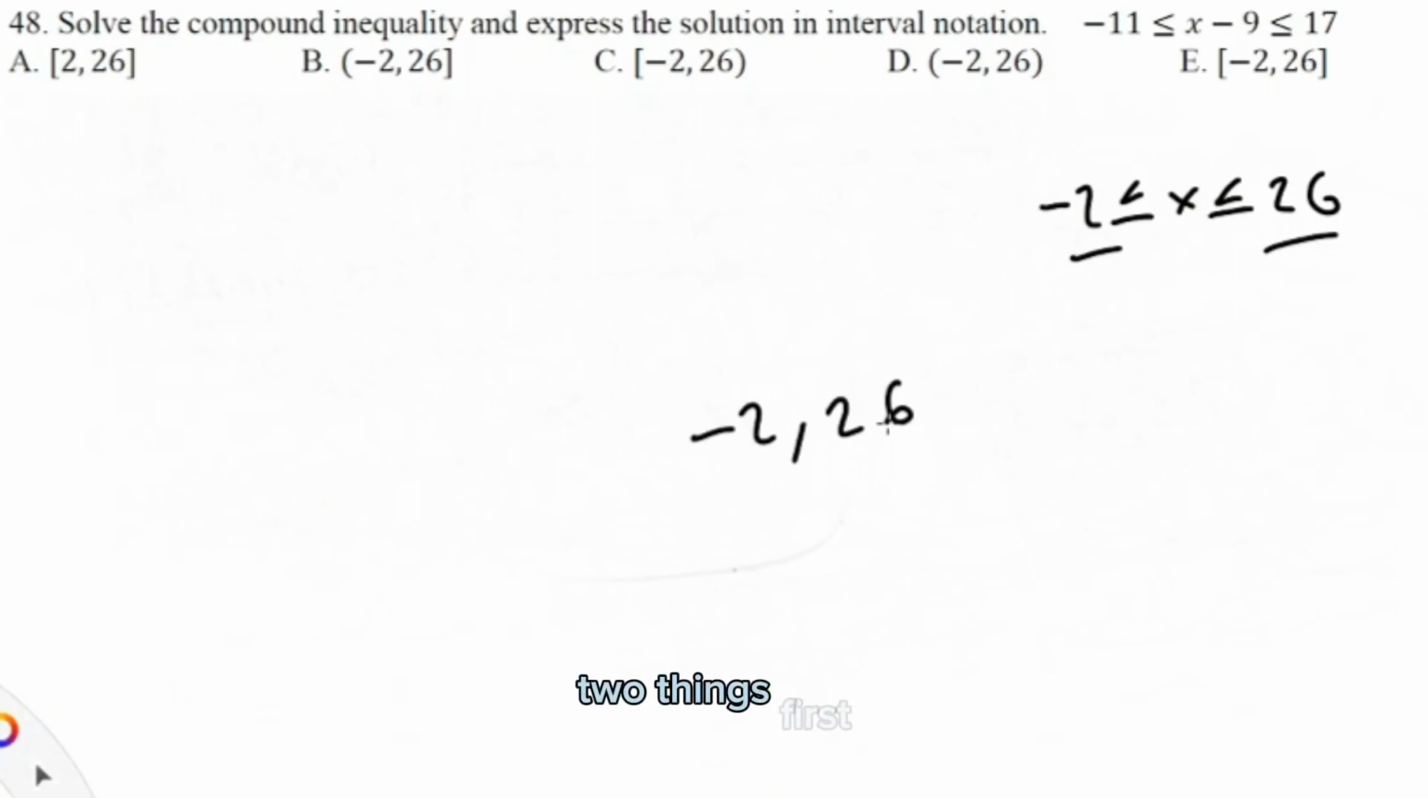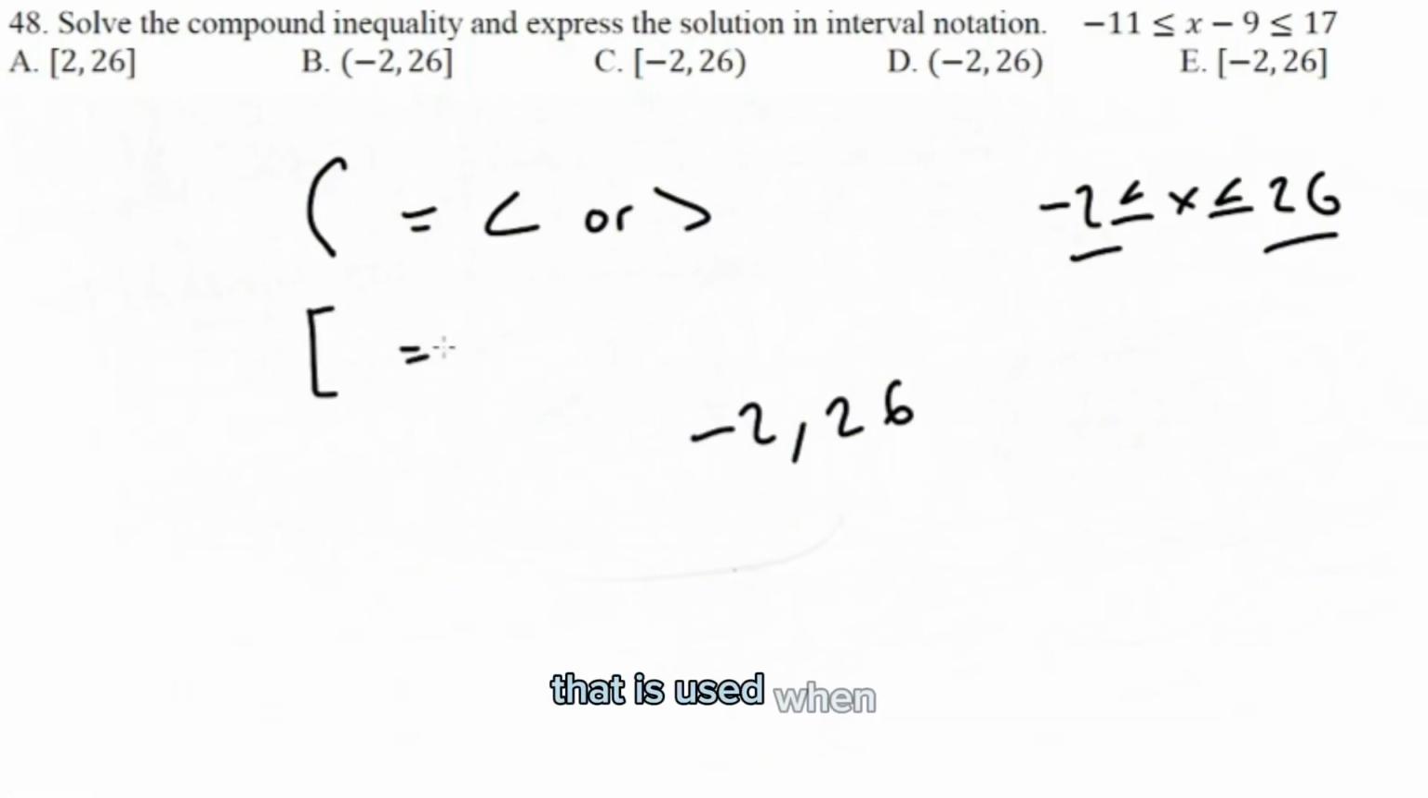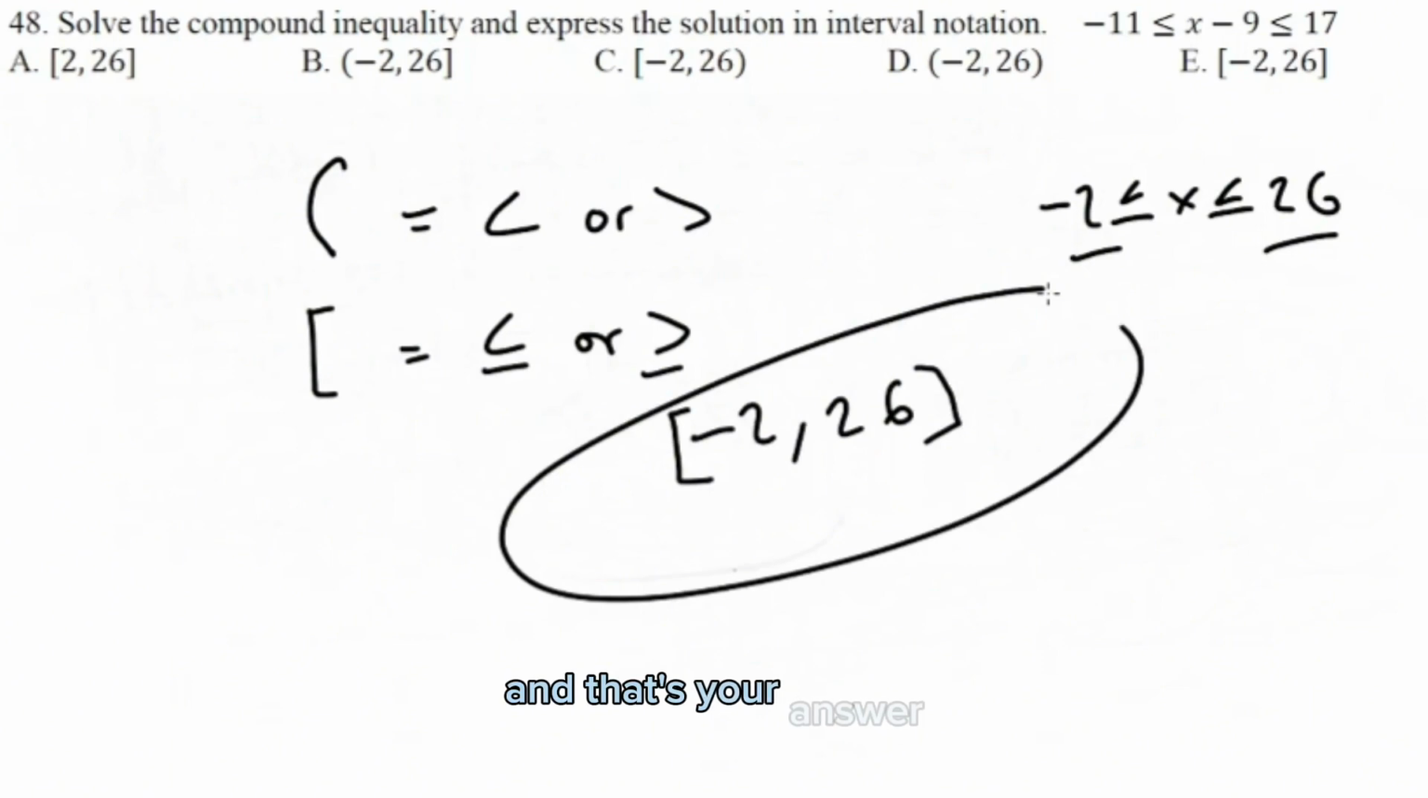So there are two things. First, you have the parenthesis, which is used when you have a less than or greater than sign, and then you have the square bracket, which is used when you have a less than or equal to or a greater than or equal to. In this case, you have a greater than or equal to on both sides, which means it is just square brackets. And that's your answer.